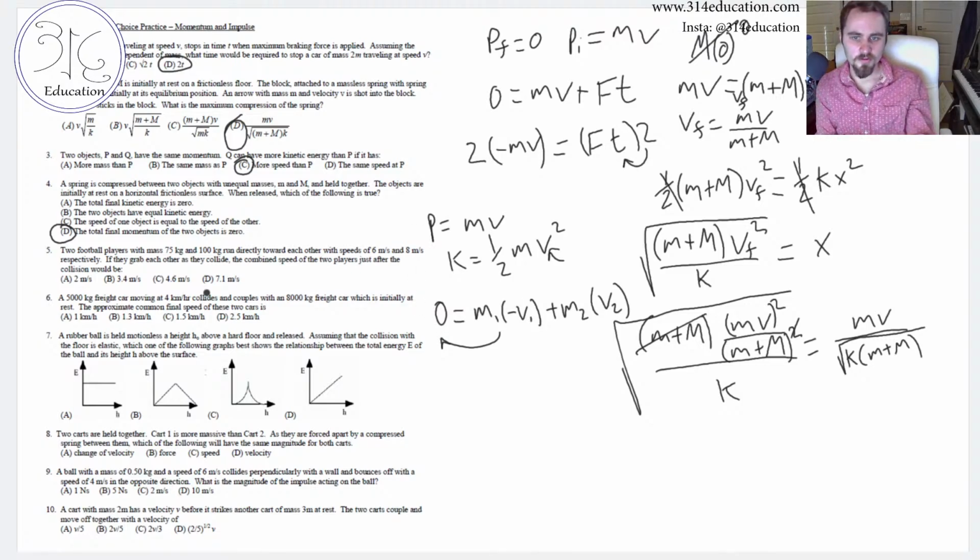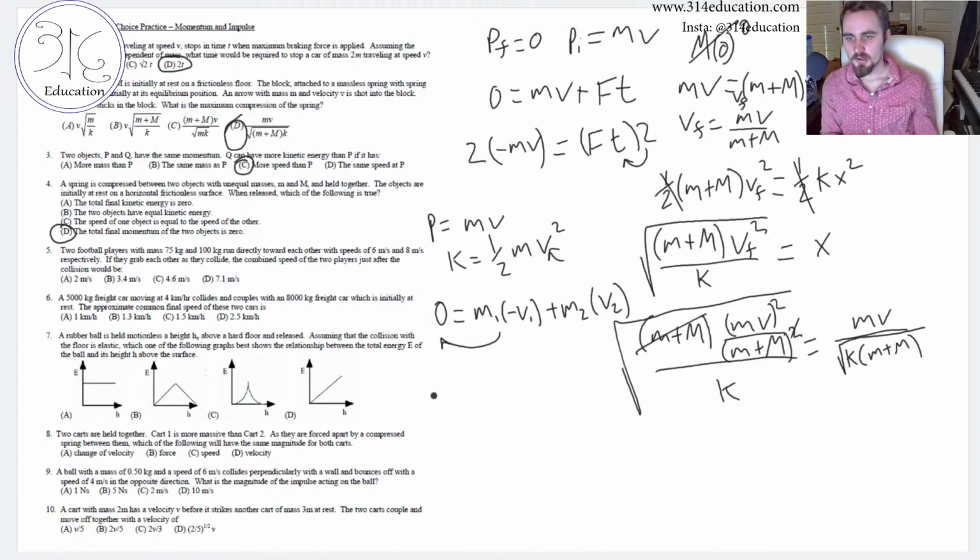Cool. So 5 looks like we're dealing with a numbers problem now. We've got two football players with mass 75 kilograms and 100 kilograms run directly towards each other with speeds 6 meters per second and 8 meters per second respectively. If they grab each other as they collide, the combined speed of the two players after the collision would be which? So let's look before the collision.